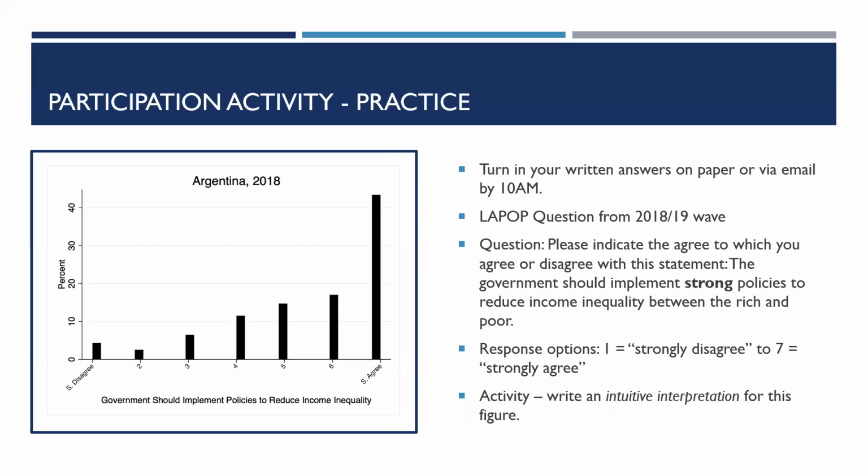So take a few minutes, look at everything that's on here based on what we just said, write down an intuitive interpretation and hand those in to me. If you're on Zoom, you can email your responses to me. So long as I receive them by 10 a.m., you'll get credit for this assignment. And then before we get out of here, like I said, I'll give us some pointers on what a good interpretation should look like.